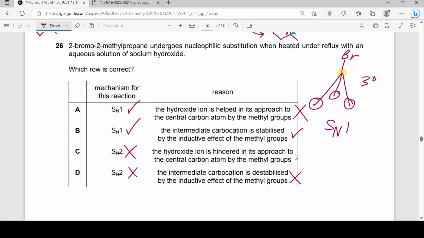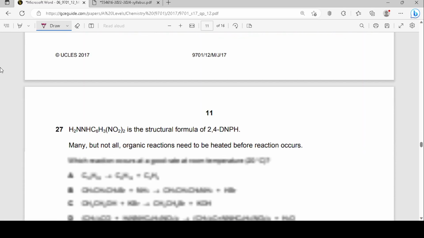Again, guys, if I'm doing anything wrong, just tell me in the comments, right? But yeah, I would say that the hydroxide ion is hindered in its approach to the central carbon atom by the methyl groups for SN1. Then the statement in A is wrong, where it's helped in its approach. So again, the one where I have two ticks is B, so I would say B is the answer. The intermediate carbocation is stabilized by the inductive effect of methyl groups. That's definitely true, right? Anyways, the answer is B. So now I'll go to the next question.